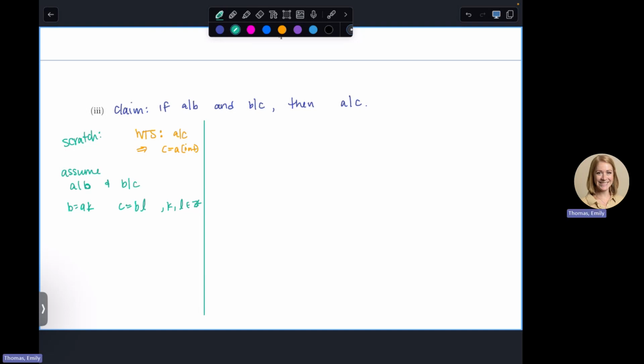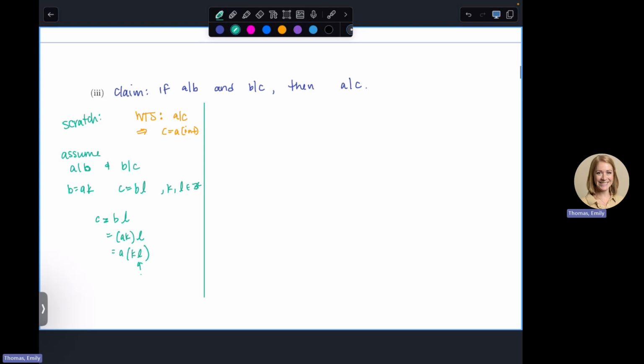What are we trying to get to again? But C is equal to... Okay, so right now I have C equals B times L. What do I do with that? I also have B, Whitney. What does B equal? Oh, have we replaced? Mhm.